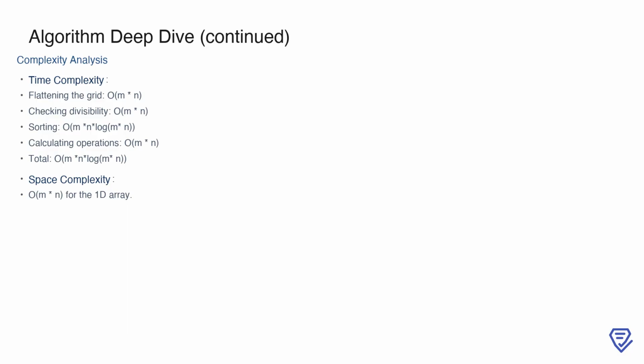For space complexity, we need O(m*n) to store the flattened grid as a 1D array, which is the only additional space required beyond the input grid itself. This makes the algorithm efficient in both time and space, given the constraints.